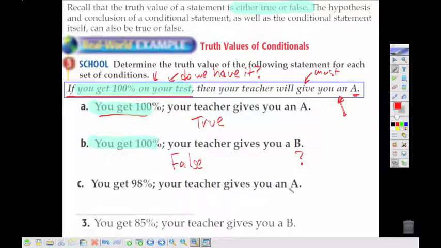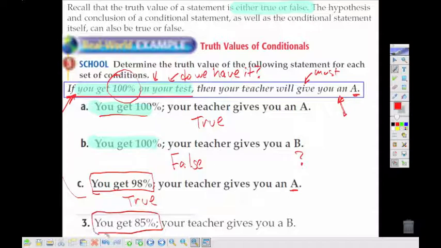Now in the next one, we also get an A, but notice the hypothesis here is not fulfilled. So since we're not fulfilling this part of the hypothesis about getting 100, this neither confirms nor denies our original conditional statement. We can still say our original statement is true. In the next one, it's the same thing. It talks about getting an 85. That has nothing to do with our conditional statement. So again, it doesn't contradict our original statement. It doesn't support it. But our original statement is still held to be true because this doesn't contradict it.